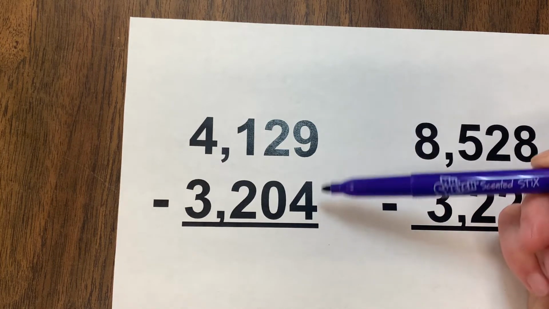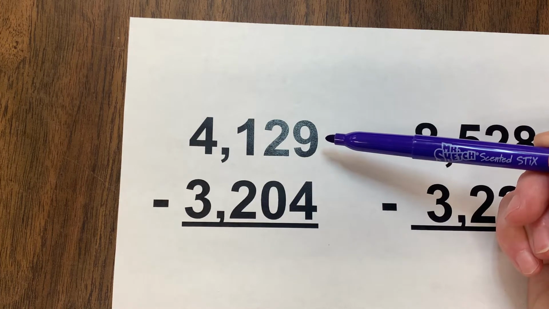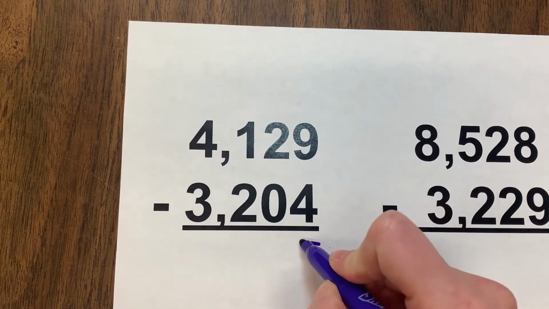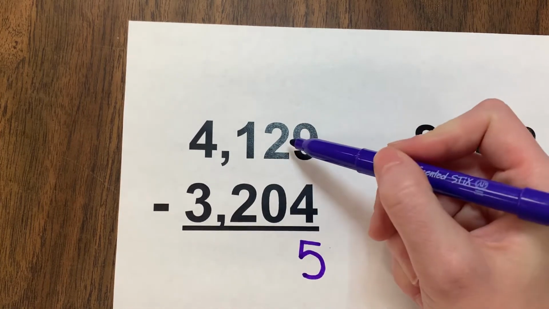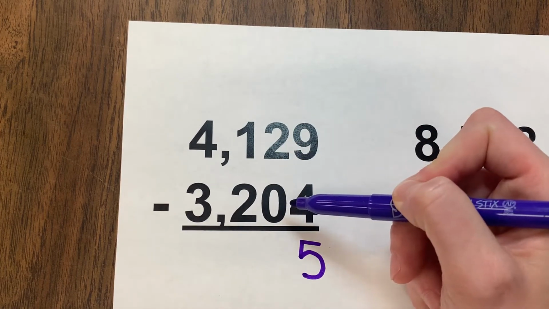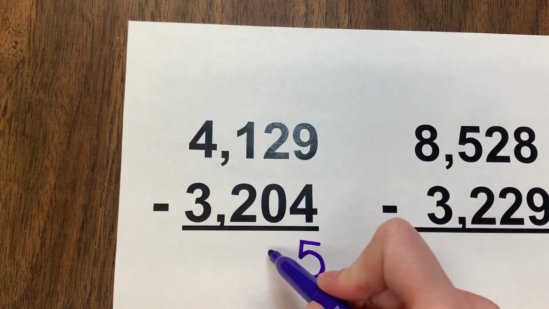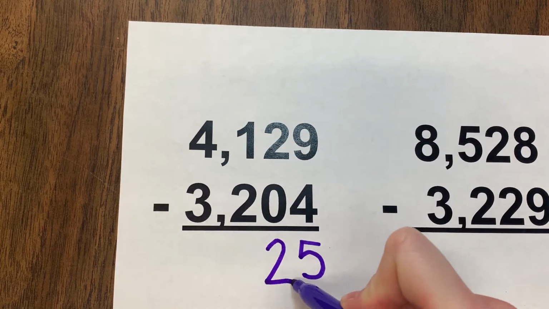So 9 minus 4, 9 is the larger digit. We can subtract without borrowing. 9 minus 4 is 5. 2 minus 0 in the tens place. Can we do it? Yes, the 2 is larger. 2 minus 0 is still 2.